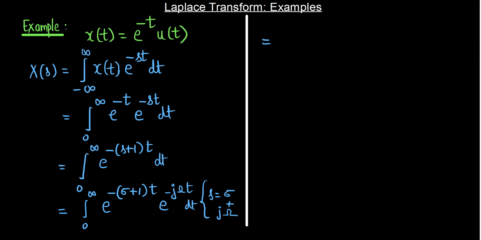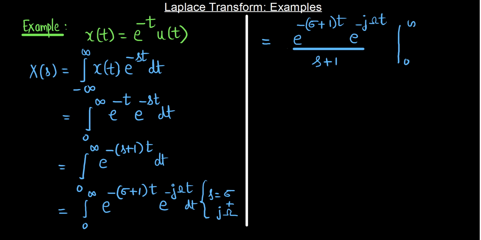you can see that this expression is going to be e power minus sigma plus 1 t times e power minus j omega t upon s plus 1, and the limits here are 0 and infinite.